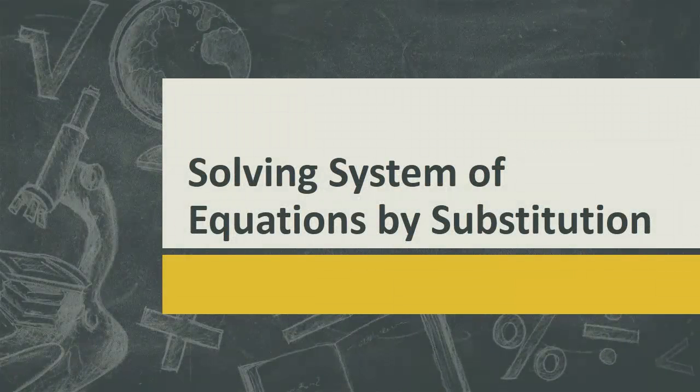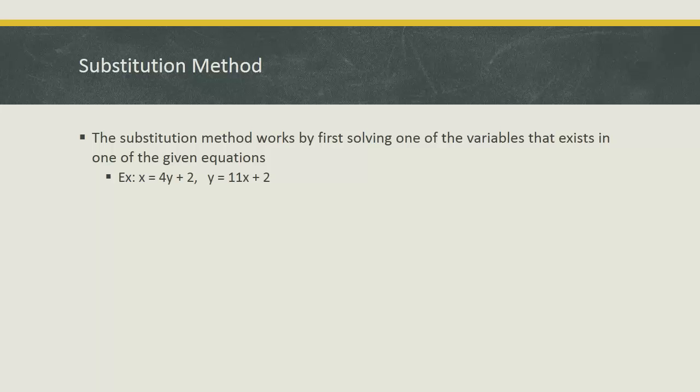Hi everyone, this video will show you how to solve a system of equations by substitution. The substitution method works by first solving for one of the variables in one of the given equations. For example, here we have x equals 4y plus 2 and y equals 11x plus 2. For this example, we solved for the variable x, and here we solved for the variable y. Basically, all we do is define one variable in terms of other variables.